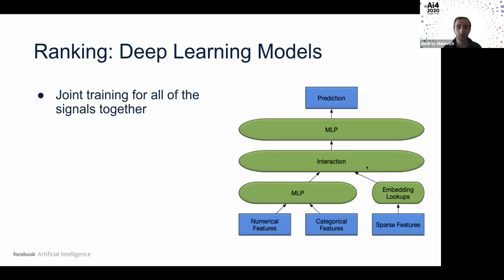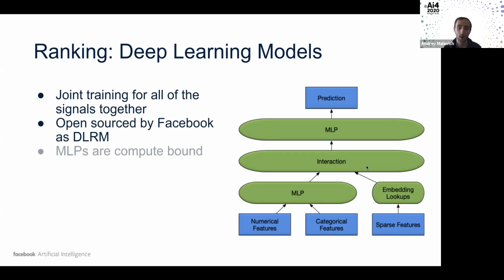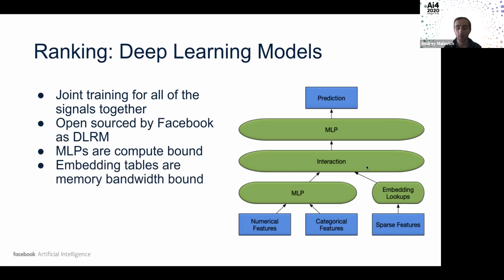This architecture is already open sourced by Facebook as part of deep learning recommendation models, or DLRM, and has an example with a Kaggle dataset, where it outperforms the winner of this competition. A few important things about these models: MLPs are going to be compute bound, while embedding tables are going to be memory bound. And in the case of real production models, they can take tens or even hundreds of gigabytes.